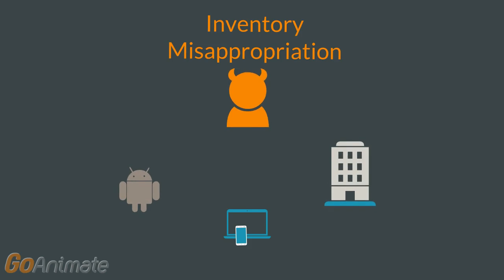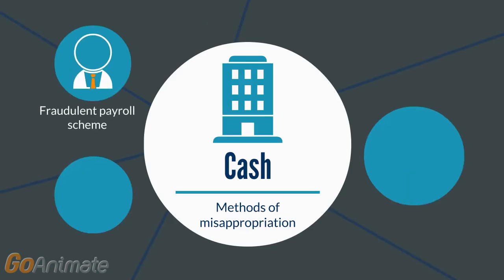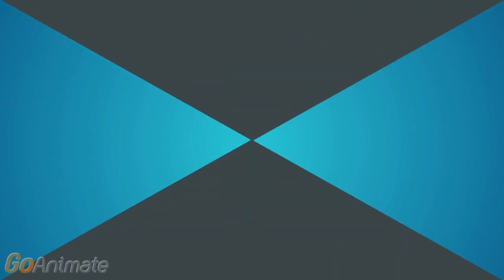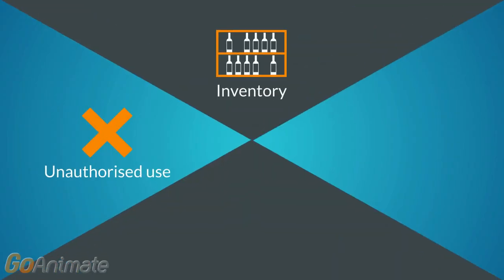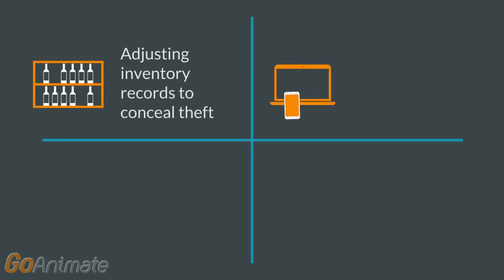For example, an employee could create a fictitious customer and misappropriate inventory. They could invent an employee and pay them, forge payment documentation, or submit false expense claims. An employee could also adjust inventory records to conceal theft, steal a laptop or confidential information, or simply take stationery for their own personal use.